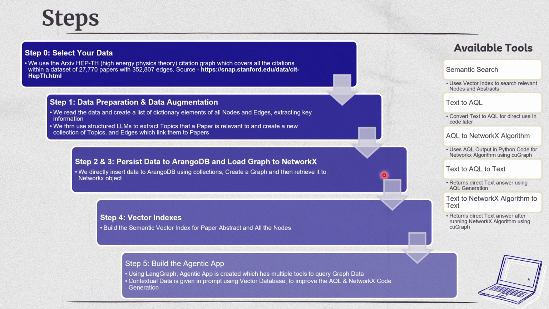And after that, we built the agentic app using LangGraph. And on top of it, we built the deep research agent, which can use this research agent. The available tools include semantic search, which uses the vector index. There is a text to AQL tool, which converts the text to AQL, which can be used in code later. We have an AQL to NetworkX algorithm tool, which converts AQL to NetworkX code and generates the output using CuGraph and NetworkX algorithms. We use text to AQL to text to directly get an answer. And then there is a text to NetworkX algorithm to text, again directly generating the answer.